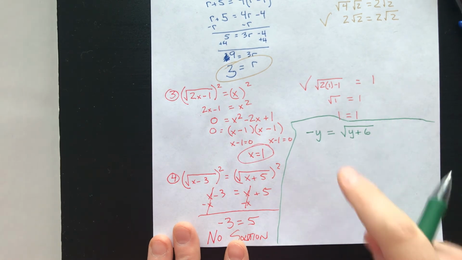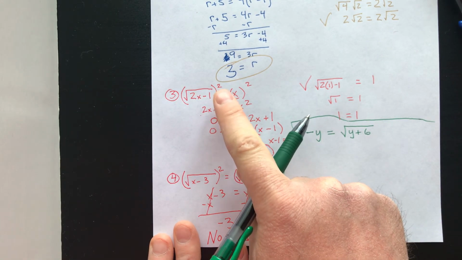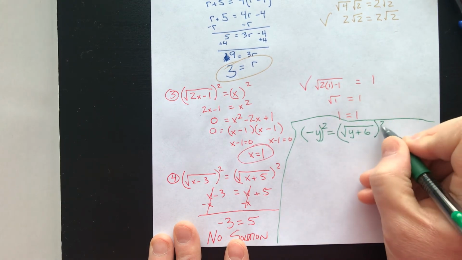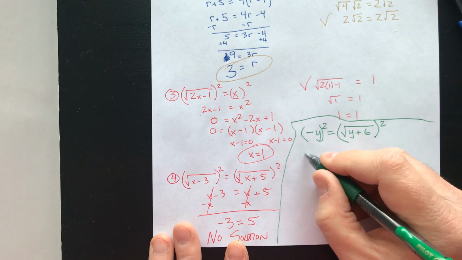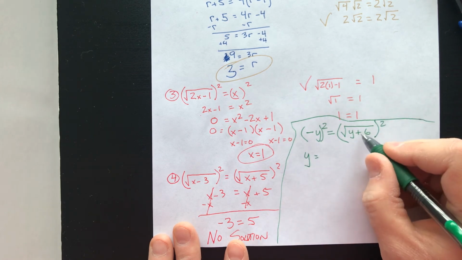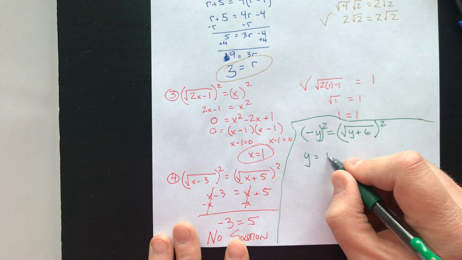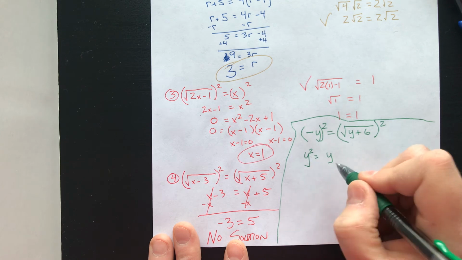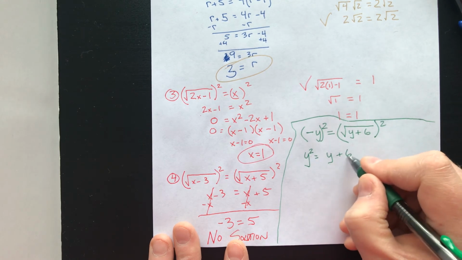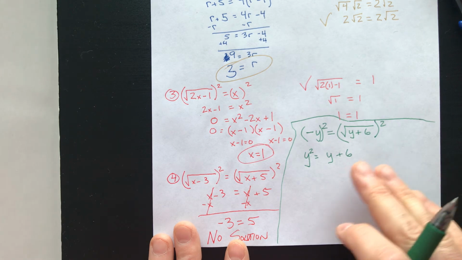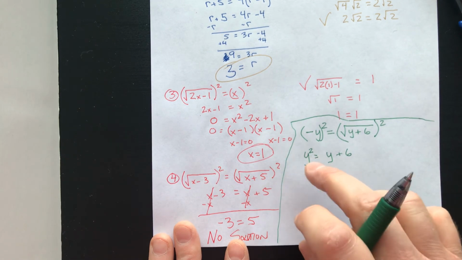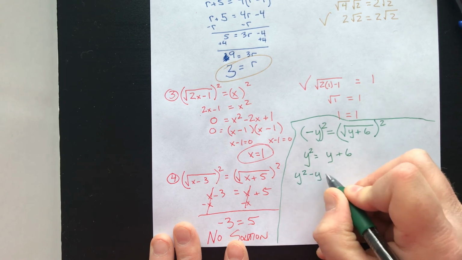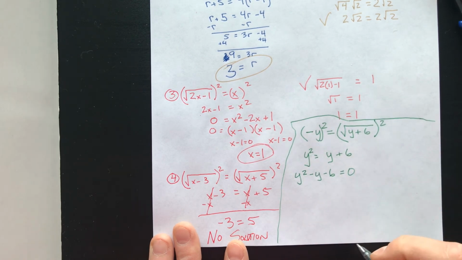And we're going to solve this problem just like we solved that problem. We need to square both sides. So negative y squared is, I'm sorry, negative y squared is y squared. And then y plus 6. I'm going to move everything to the left because my y squared is already on the left. So y squared minus y minus 6 is equal to 0.